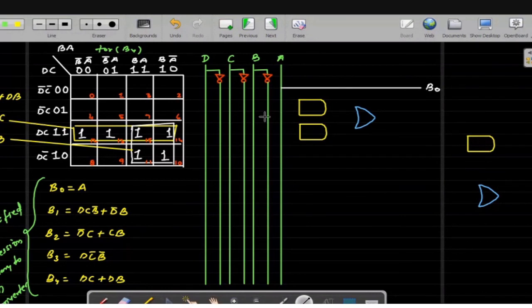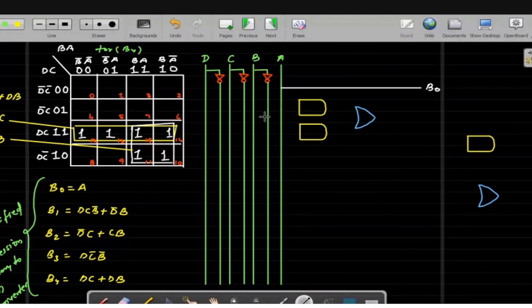Okay. So now tell me, what will be the input for this first AND gate? D, C, and B bar. Okay, so this is my D, this is C, and this is B bar. B bar you can take it from here.